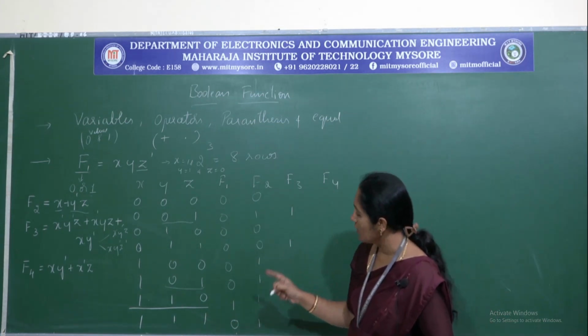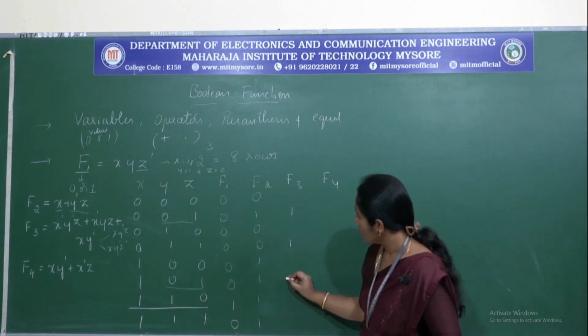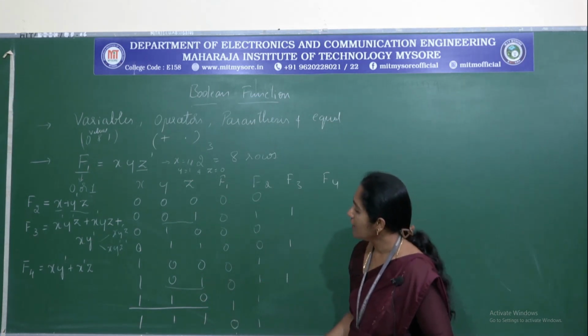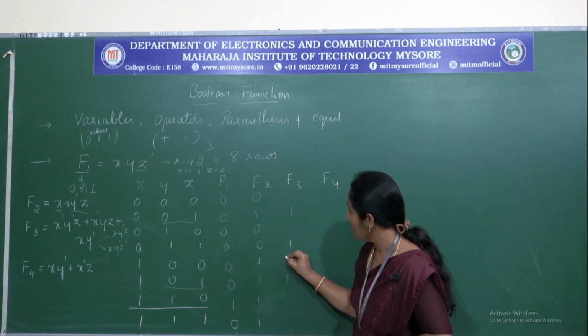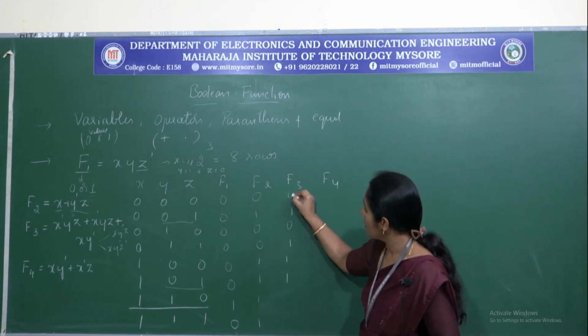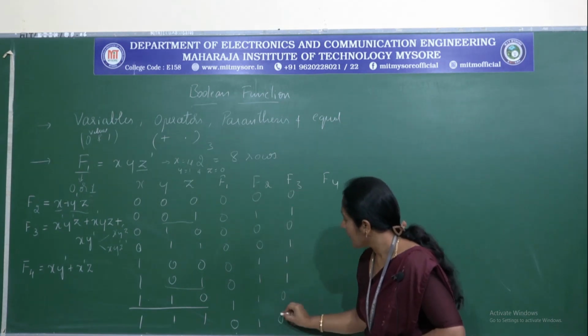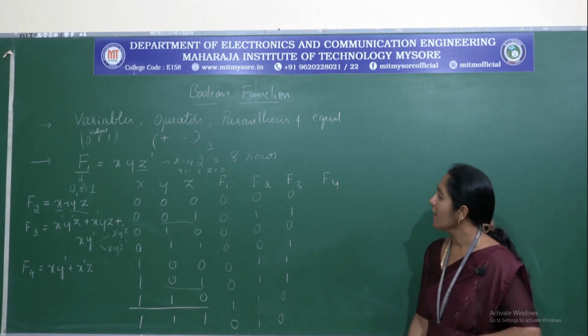Therefore, in these 2 places again we need to write logic 1. x y dash z, where do we have 1 0 1? 1 0 1 is here. So here we need to write 1, and another value is 1 0 0. Here we need to write 1. In all other places we need to write logic 0. So the last one is f4.